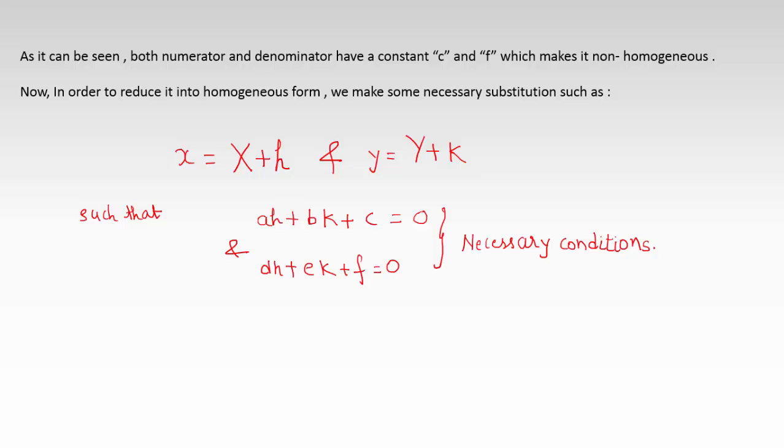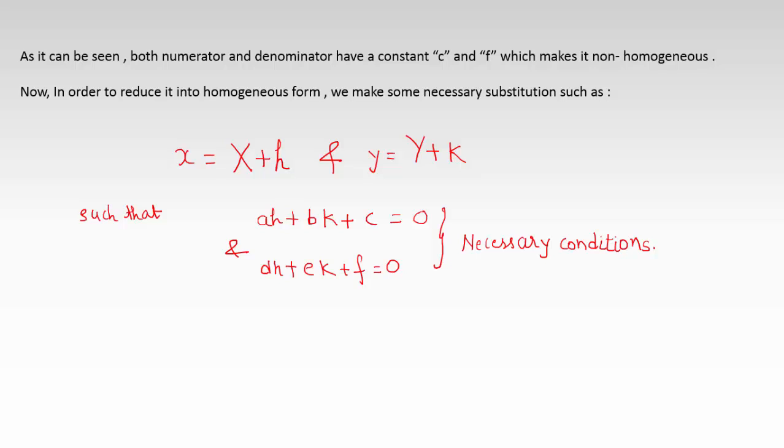We have to put small x equals capital X plus h and small y equals capital Y plus k, as you can see over here. So how do we get the values of h and k? h and k should be taken such that they satisfy these necessary conditions, which are ah + bk + c = 0 and dh + ek + f = 0.